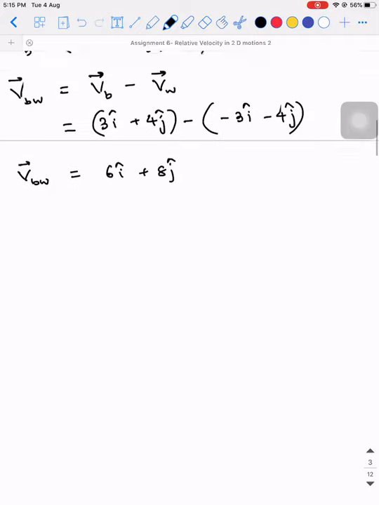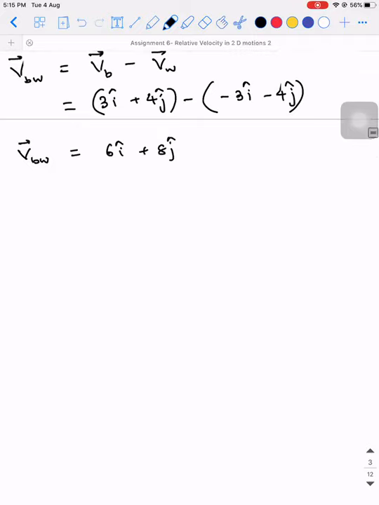Okay. See, in some questions they will ask you what is the direction in which the relative velocity is acting.